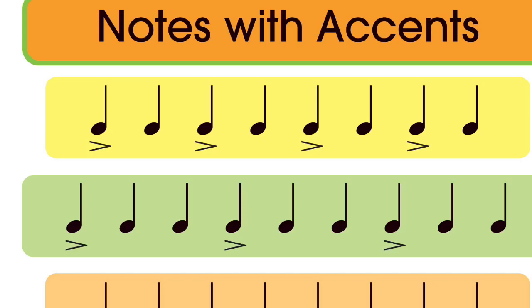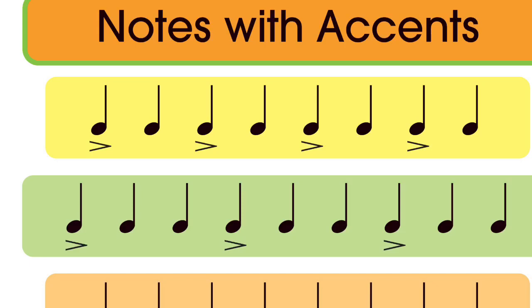Very good. And finally, look at the bottom orange row. We've had a 2-beat pattern and a 3-beat pattern. Now this is what? Yes, this is a 4-beat pattern because it goes strong, weak, weak, weak. That was 4 beats, and then it repeats.